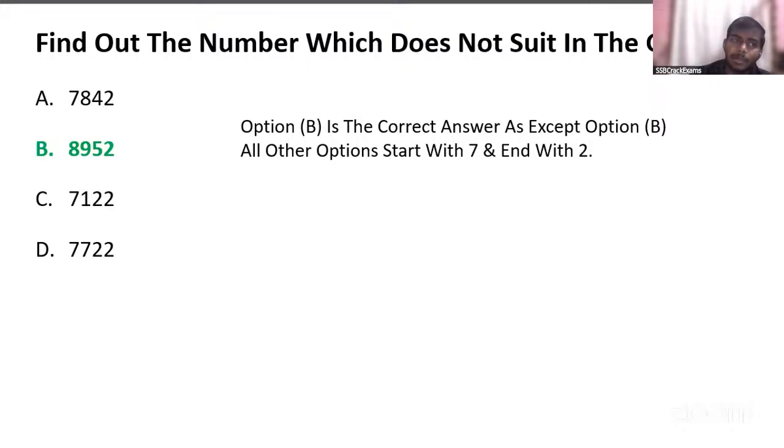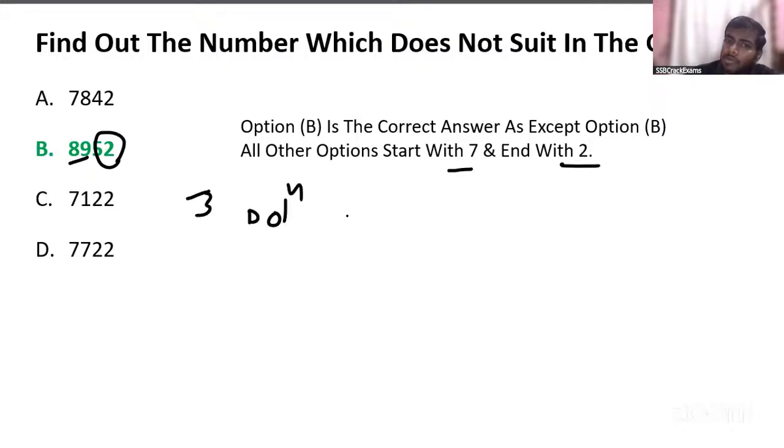This has a simple solution, but in the exam this doesn't come. I've kept this only for practice. It will be the easiest question in number four. All start with seven and end at two, but option B starts with eight and ends with two. This is the simplest thing that can happen. So is it possible that the other two methods are happening? This is also happening.